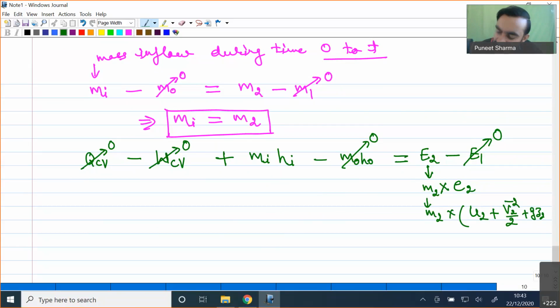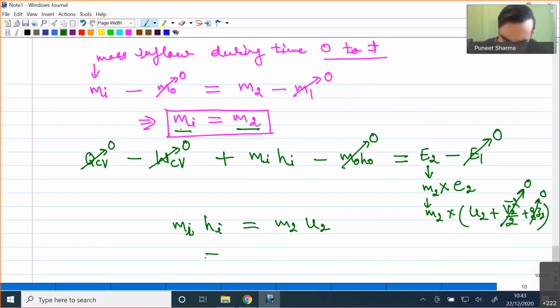So now let's say our elevation is negligible. So this part will be 0. And kinetic energy, obviously our gas is actually coming into the control volume, and inside the container, it will be almost stationary. So I'm considering kinetic energy also to be 0. So finally, if you try to see, we will be finding mi into hi will be equal to m2 into u2. Okay, and from our conservation of mass, we already know that mi is equal to m2. So it means finally we will be finding that hi is nothing but equal to u2.